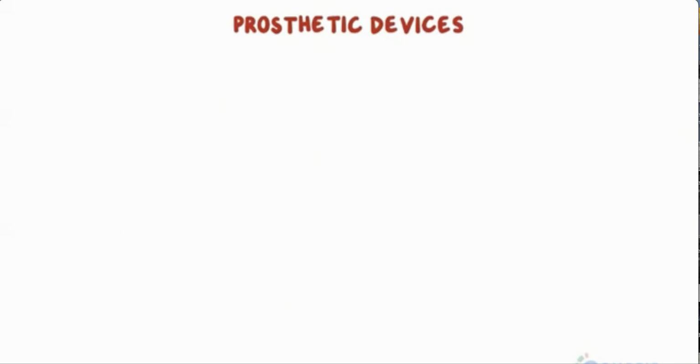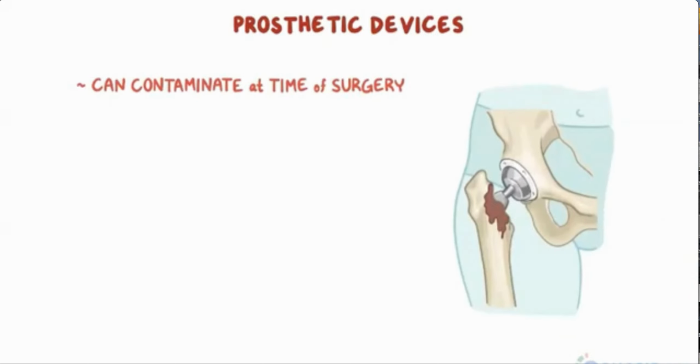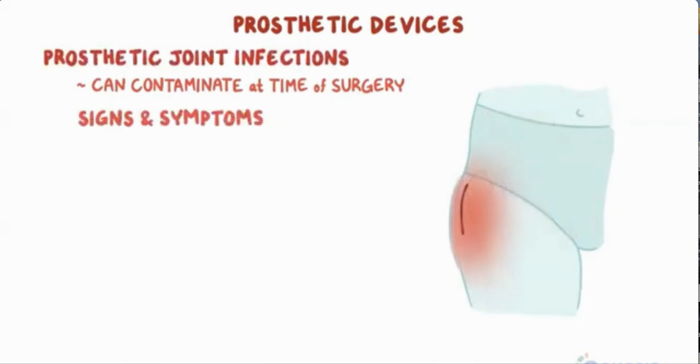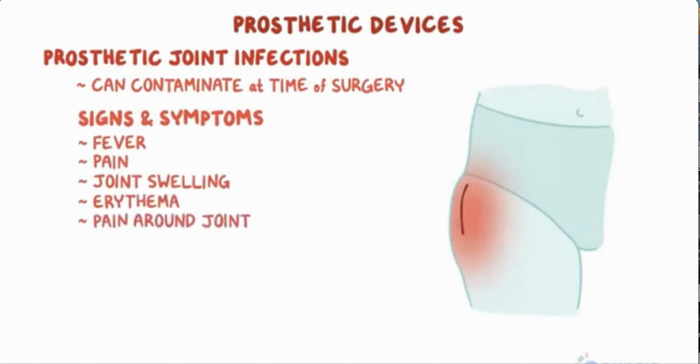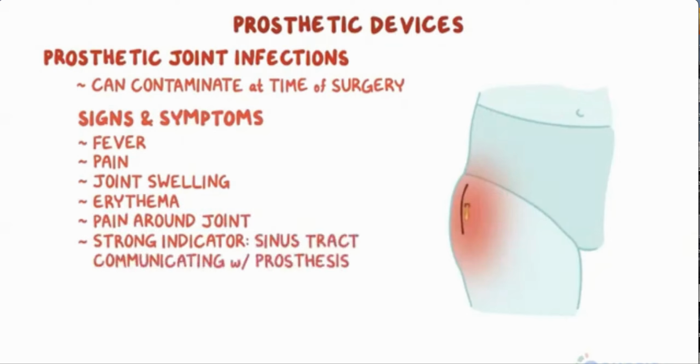Just like with the prosthetic valves, Staph epidermidis can contaminate prosthetic joints at the time of surgery and cause prosthetic joint infections. Common signs and symptoms of prosthetic joint infections are typically nonspecific, and they include fever, pain, joint swelling, erythema, and warmth around the joint. A strong indicator of prosthetic joint infections is the presence of a sinus tract communicating with the prosthesis.